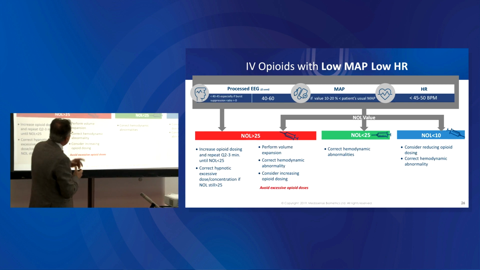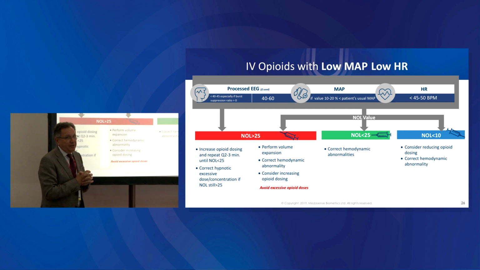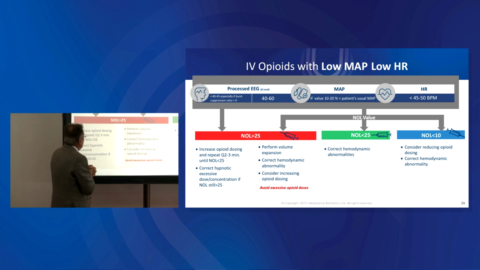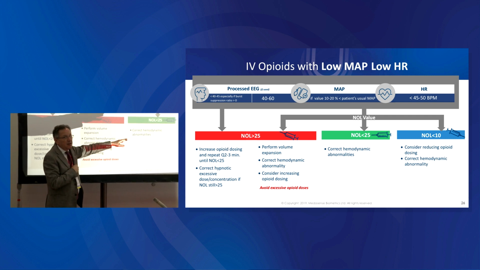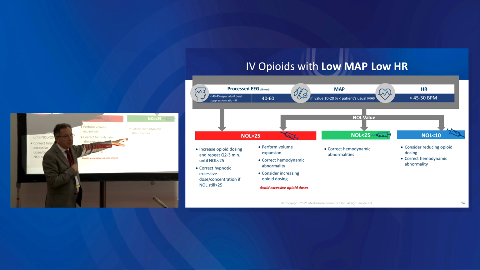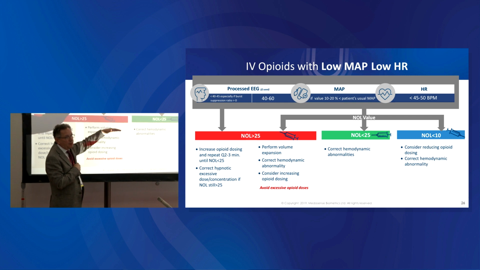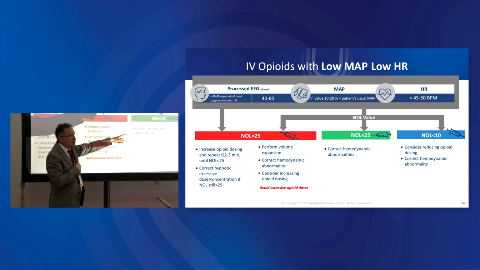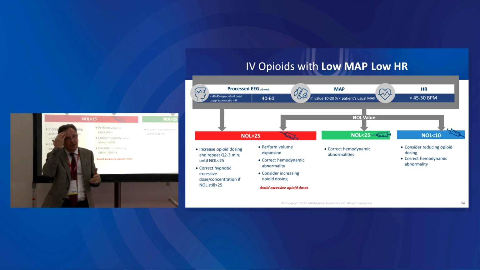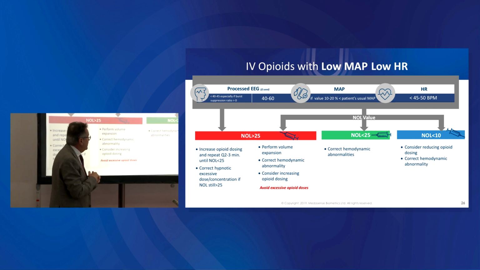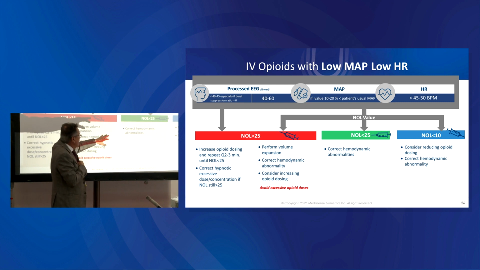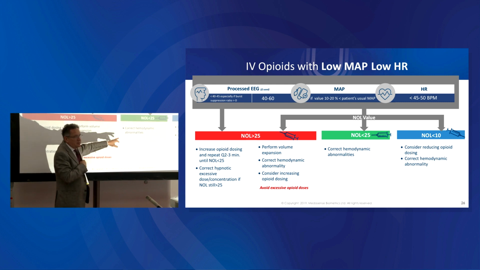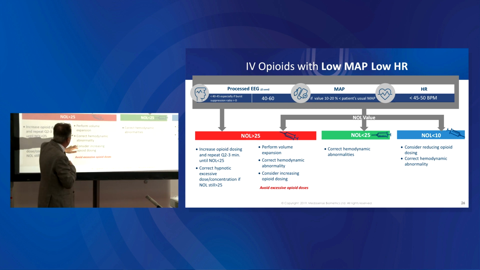Now, opioids with low MAP and low heart rate. Once again, you can find the easiest solution, which is convergence between low MAP and too much opioid. The NOL is going to tell you, because it will take into consideration the level of nociceptive stimulation. So the same comment as previously. If the NOL is okay, then you should correct the hemodynamic abnormality. So we're not telling you how to do it, you know how to do it.